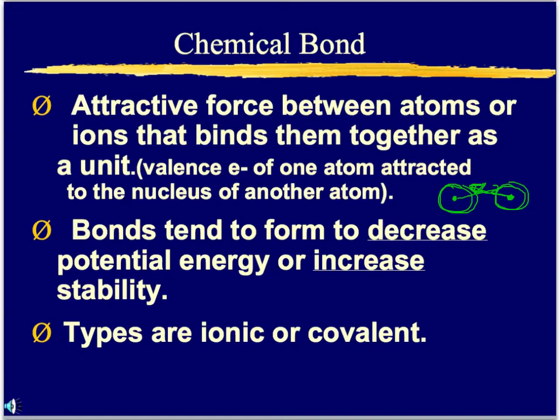Bonds tend to form because bonding decreases the potential energy or increases the stability of the atoms. Normally when atoms are just chilling in their space, they have high potential energies, and remember, nature always favors the lowest potential energy. So when atoms bond, they release energy and have a decreased potential energy, or increased stability. The two types that we mostly are going to talk about are ionic and covalent bonds.